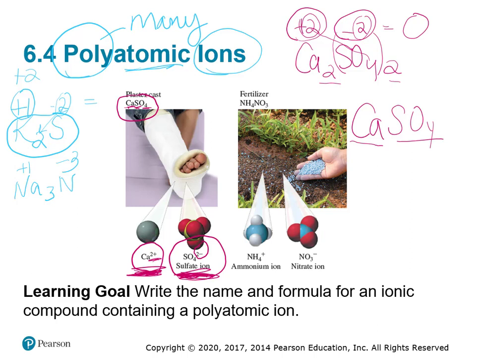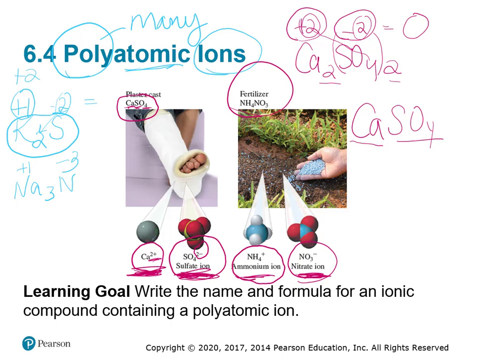Here's another one. Here's 2 polyatomic ions. This is fertilizer. Ammonium, notice I have NH4 and together is a +1. And then I have NO3 with a -1 charge, that's nitrate. So this compound is ammonium nitrate.